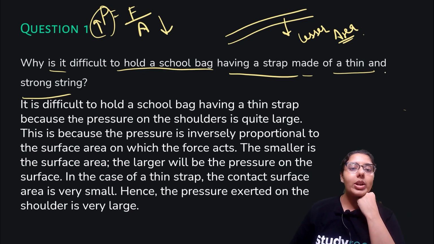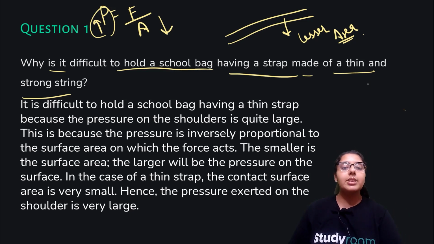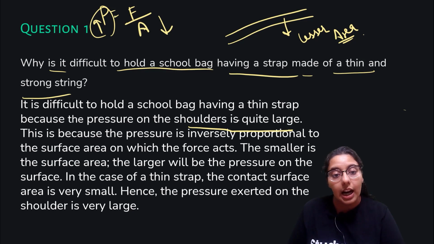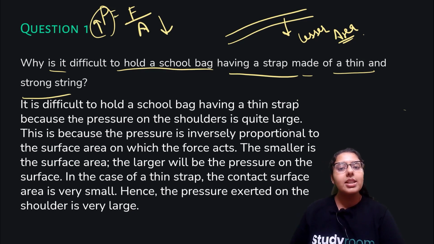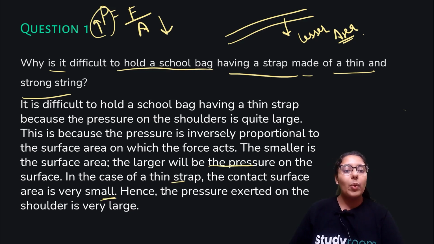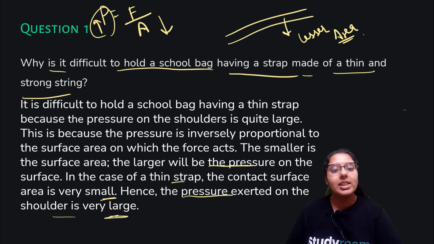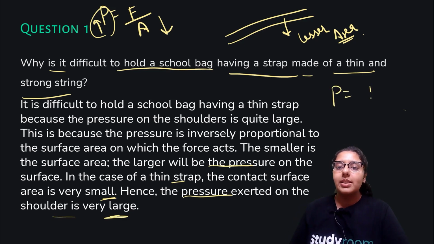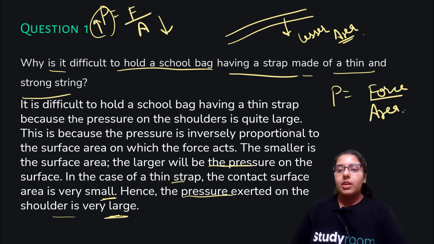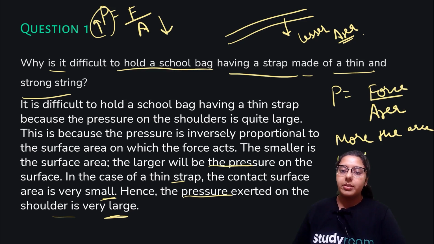So it is difficult to hold a school bag having a thin strap because the pressure on the shoulders is quite large. This is because the pressure is inversely proportional to the surface area on which the force acts. The smaller the surface area, the larger will be the pressure, right? In case of a thin strap, the contact surface area is very small. Hence, the pressure exerted on the shoulder is very large. Simply, pressure is force upon area. More the area, less the pressure, right? And lesser the area, more the pressure, right?